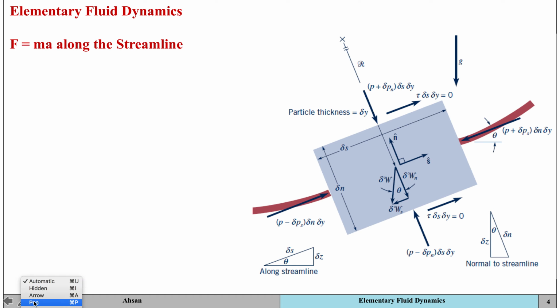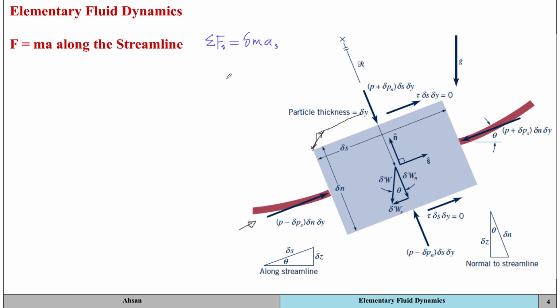The depth of this fluid particle, or the particle thickness, is what we are calling particle thickness. That is being indicated by partial y. And for steady flow, the sum of forces in the streamline direction, which is the S direction, let's say, which is this direction, we would have to sum all the forces and then equate it to MA.